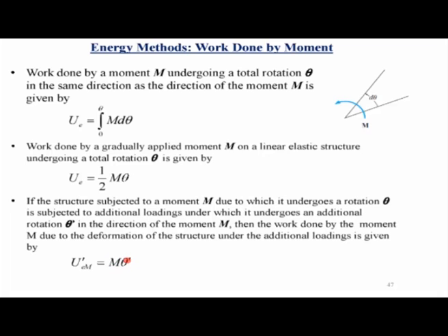The additional rotation that takes place, the work done due to that additional rotation by the existing load, is given by M into theta dash, where M is the moment which has already been applied, and theta dash is the additional rotation that occurs due to an additional moment applied on top of the previously applied moment M.